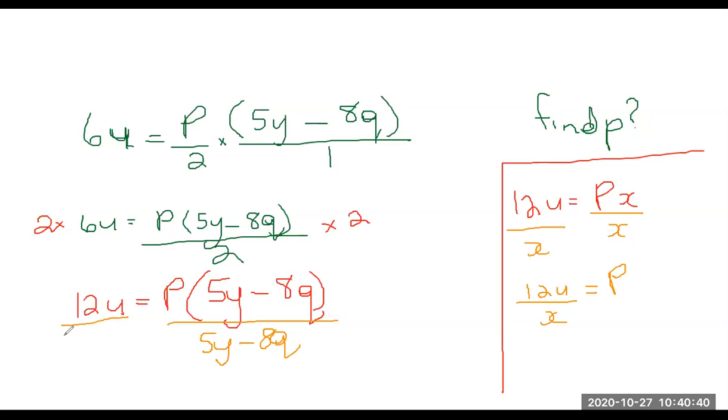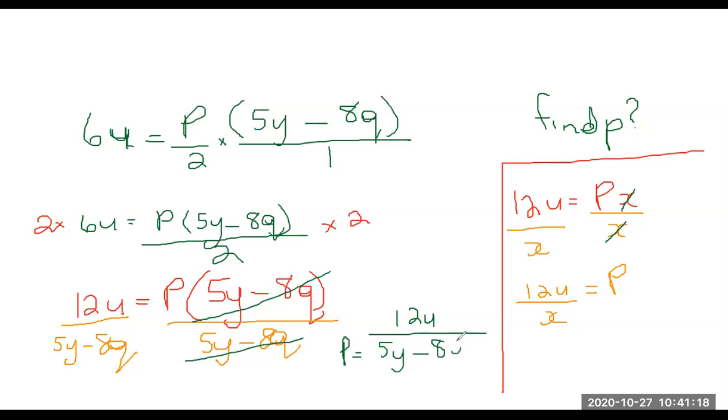And whatever you do on one side, you do on the other side. And now right here, that cancels out, similar to how the x's would cancel out over here on the right side. That would cancel out as well, because it's the same term. Anything divided by itself cancels out. So p is equal to 12u divided by 5y minus 8q.